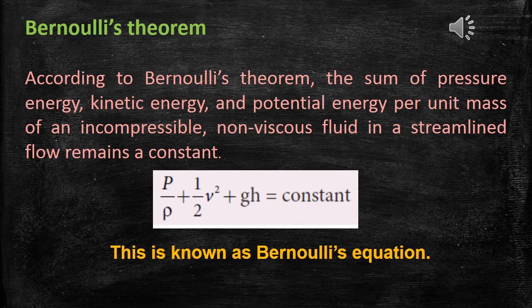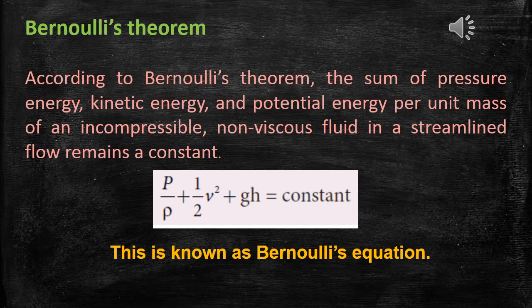In 1738, the Swiss scientist Daniel Bernoulli developed a relationship for the flow of fluid through a pipe of varying cross section. He proposed a theorem for the streamlined flow of the liquid based on the law of conservation of energy. Now we will see the statement of Bernoulli's theorem.